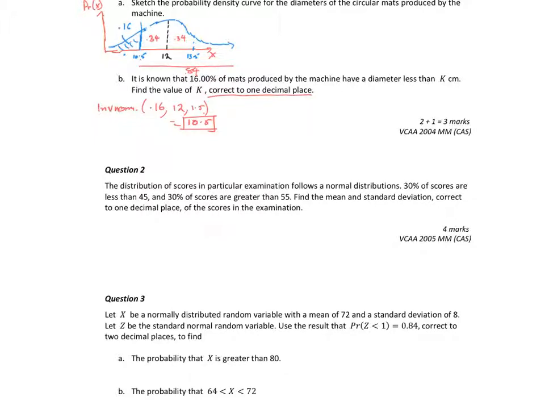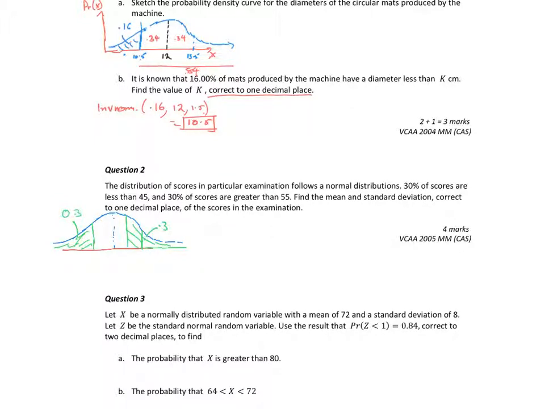The distribution of scores in a particular exam are again normally distributed. 30% of scores are less than 45, 30% of the scores are greater than 55. So if there's my curve, there's the mean, and I know that that value there, probably should make it a bit tighter, maybe that value there, that's 0.3, and that value there is also 0.3.